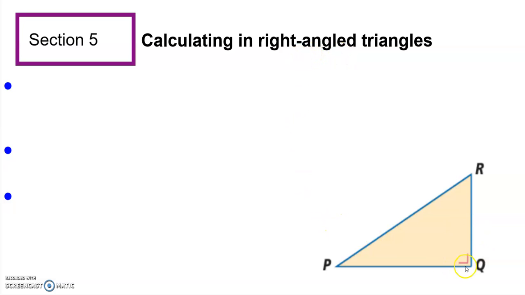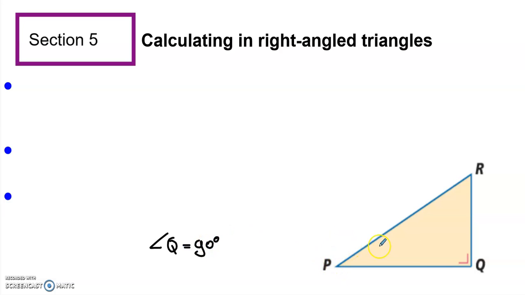But first the right-angled one, and there's a picture over here. We call this a right-angled triangle because of this symbol. This symbol means that angle Q is a right angle, and the right angle is always 90 degrees.